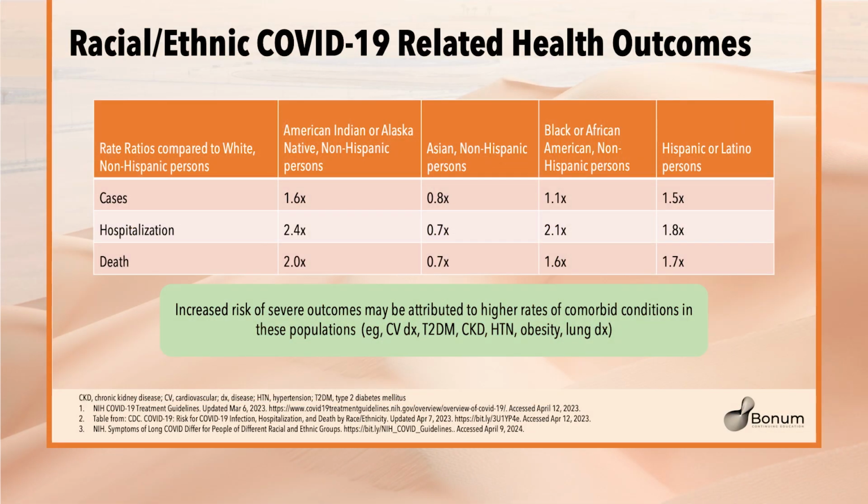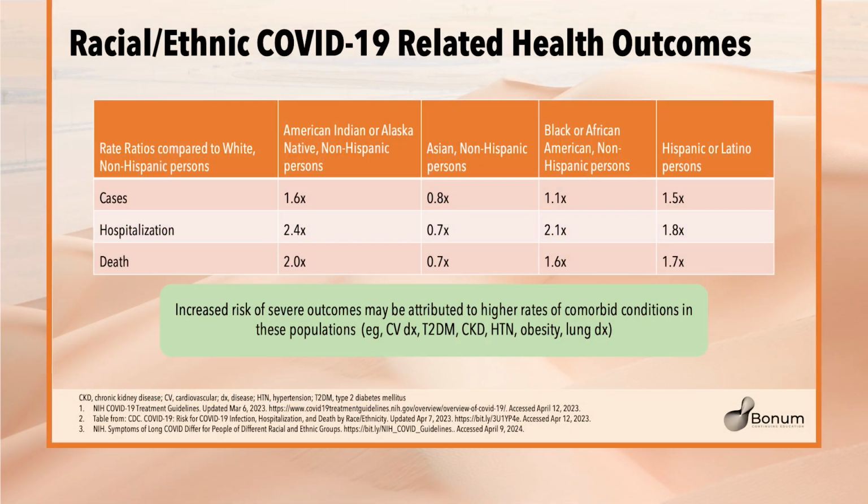There are disproportionately higher rates of COVID-19 infection, hospitalizations, and death in relation to share of the US population among American Indian or Alaskan Native non-Hispanic patients, among Asian patients, Black or African American, and Hispanic or Latino.